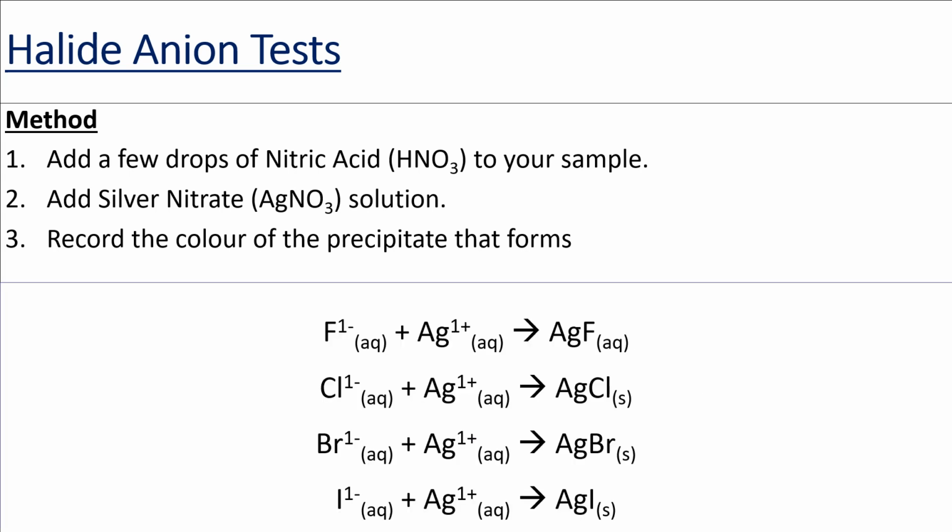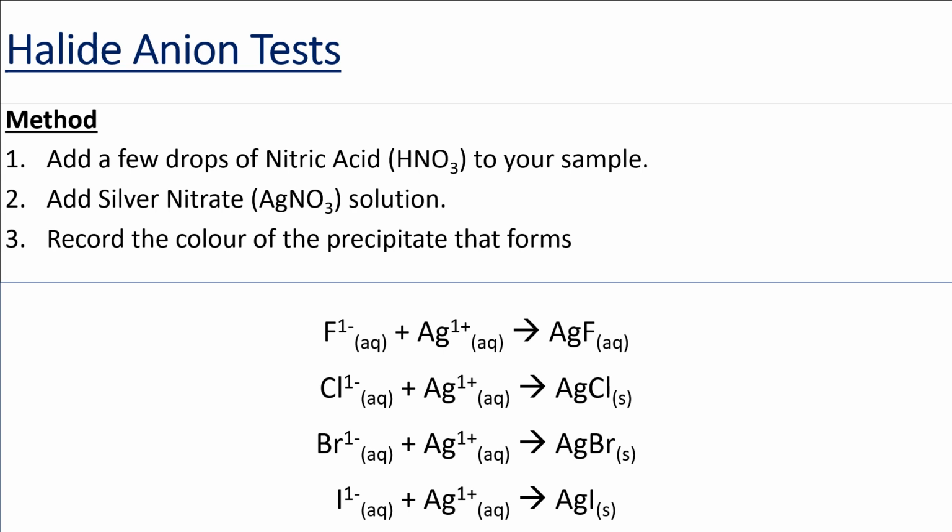So these are the reactions. Again, ionic equations showing the aqueous halide ions reacting with the aqueous silver ions to form the silver halides. And with the exception of silver fluoride, they are all insoluble precipitates with different colours.